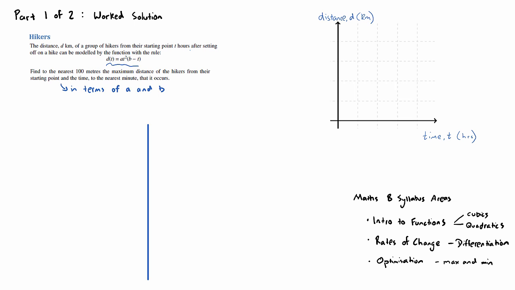are unknown variables. To illustrate this graphically, on the right we have time on the horizontal axis, distance on the vertical axis, and this is a cubic because when I expand out the t's it'll become t to the power of 3. It could look something like this, where this is the maximum distance away from the starting point and this is time. The objective of this question is to find the maximum distance that the hikers are away from their starting point in terms of A and B.